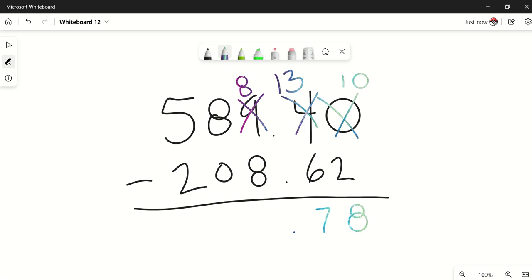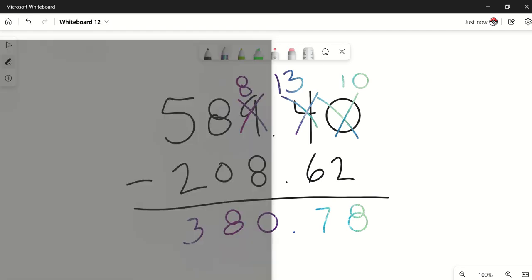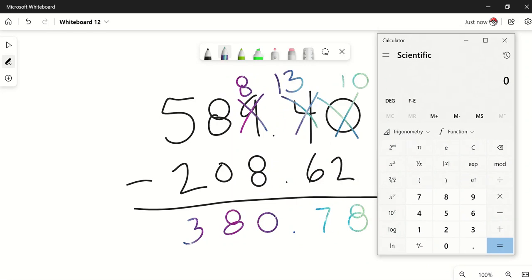Bring down your decimal. 8 minus 8, easy, is 0. 8 minus 0 is also easy. It's 8. We're not taking anything away from the 8. And 5 minus 2 will become 3. And once again, if we need to, calculator out, and let's check our work. 589.4. We don't need to put the 0, but if it helps, we'll put the 0. Minus 208.62 equals 380.78, which is exactly what we got.